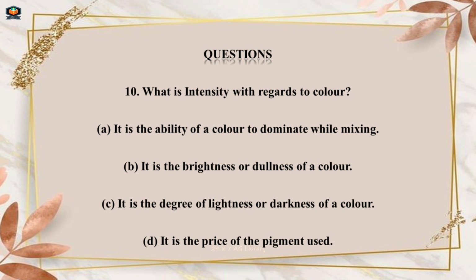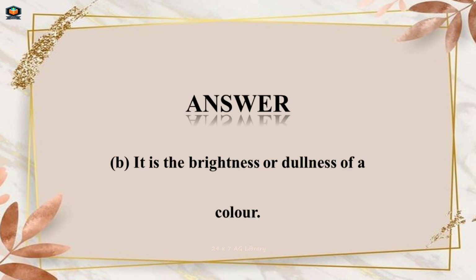Question 10. What is intensity with regards to color? A. It is the ability of a color to dominate while mixing. B. It is the brightness or dullness of a color. C. It is the degree of lightness or darkness of a color. D. It is the price of the pigment used. Answer. B. It is the brightness or dullness of a color.